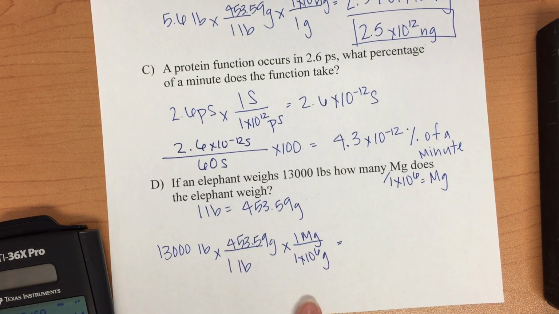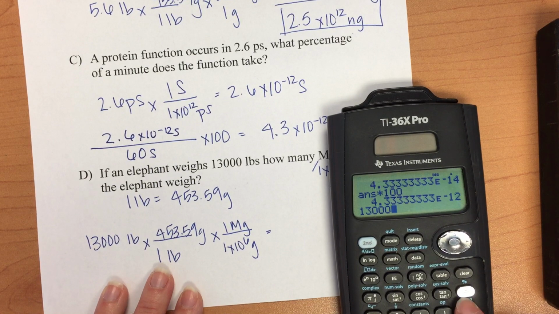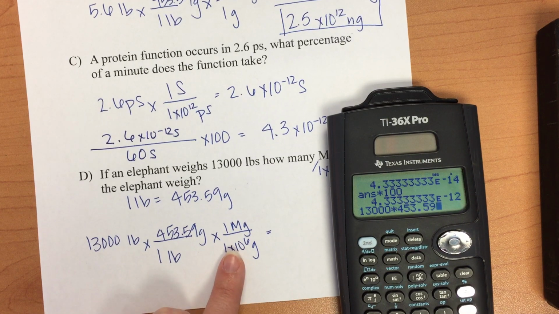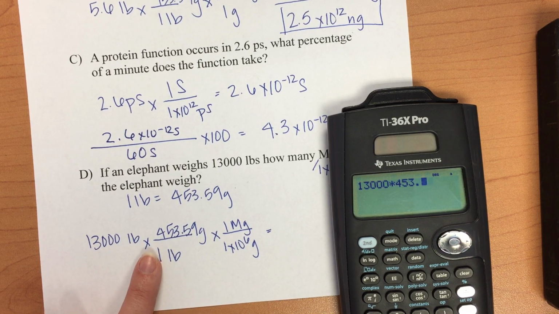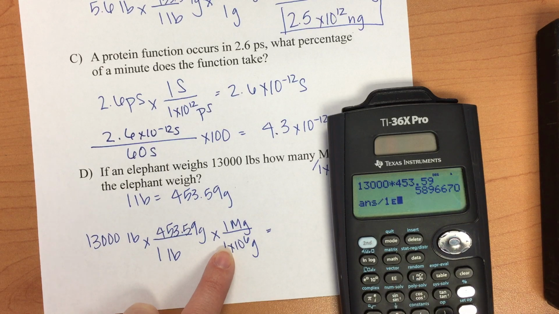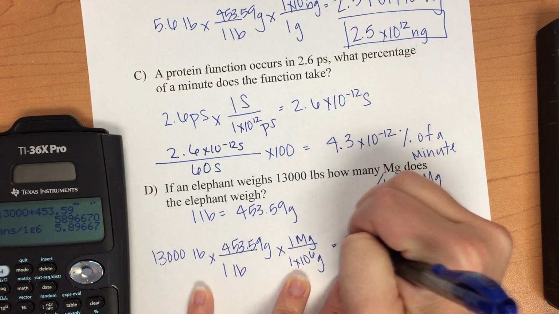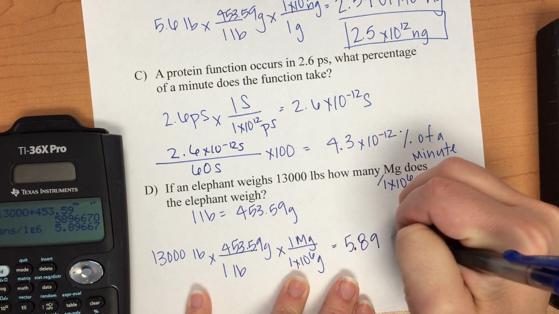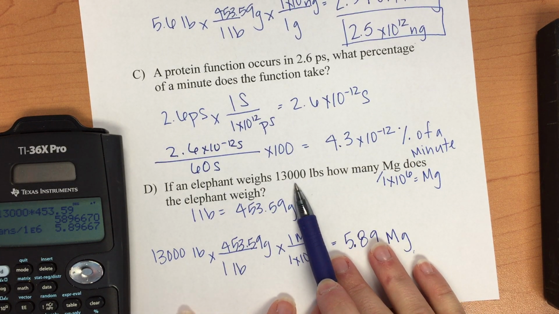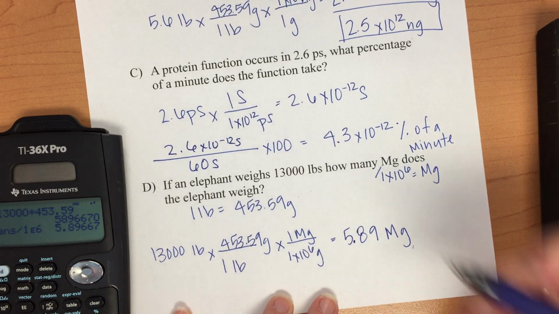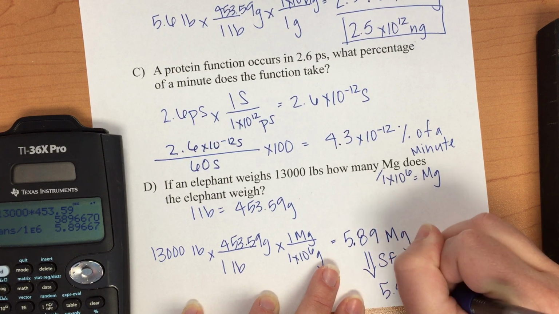So when we plug this into our calculator, it is 13,000. Oops. Let's set it up where you can see. Times 453.59. And we're going to, 13,000 pounds times 453.59. We're going to divide that by 1 e to the 6th to convert to megagrams. So there are 5.89 megagrams. However, this answer only is allowed 2 significant figures, and so we're going to convert that using sig figs to 5.9 megagrams.